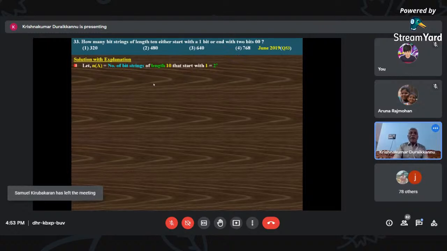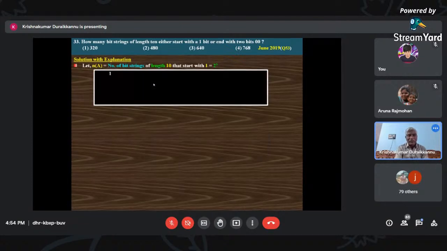Among the 10 characters, the first character should be 1. So the remaining is 9 characters. Each can be 0 or 1, so there are 2 power 9 possible values.